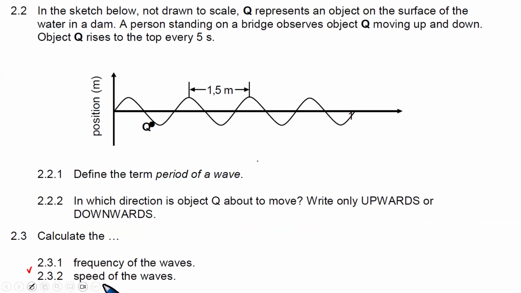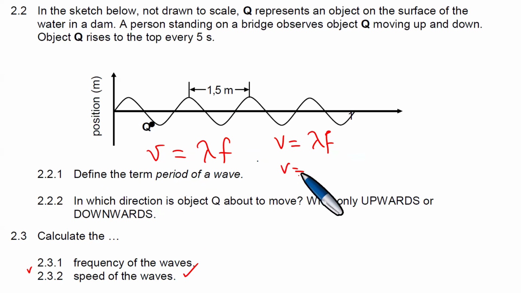2.3.2. Calculate the speed of the waves. What is the formula for calculating the speed of a wave? What do you think, Paul? The speed of a wave is the wavelength multiplied by the frequency. Right, so the speed is wavelength multiplied by the frequency, which means the wavelength is 1,5.